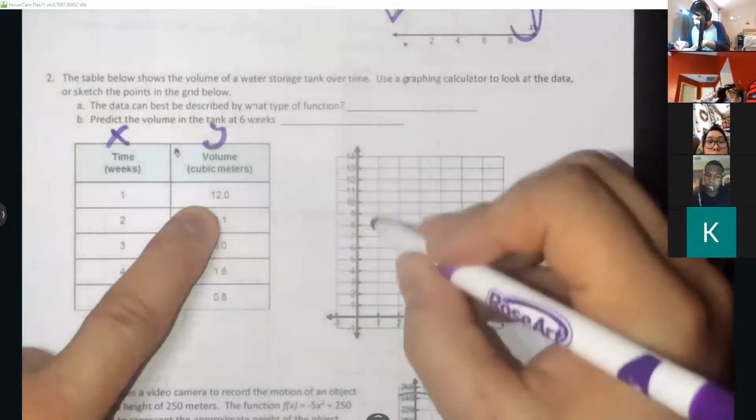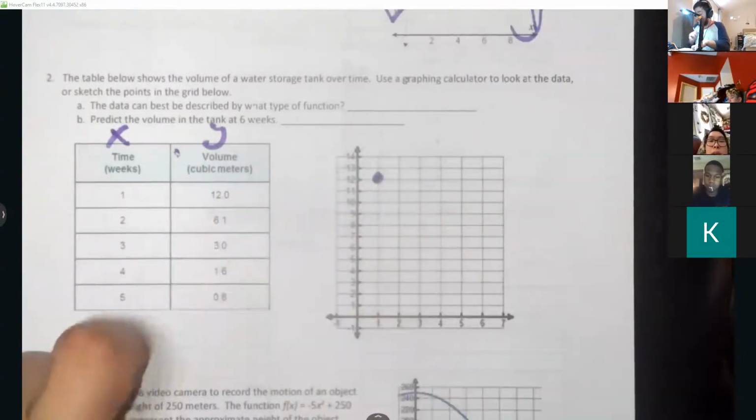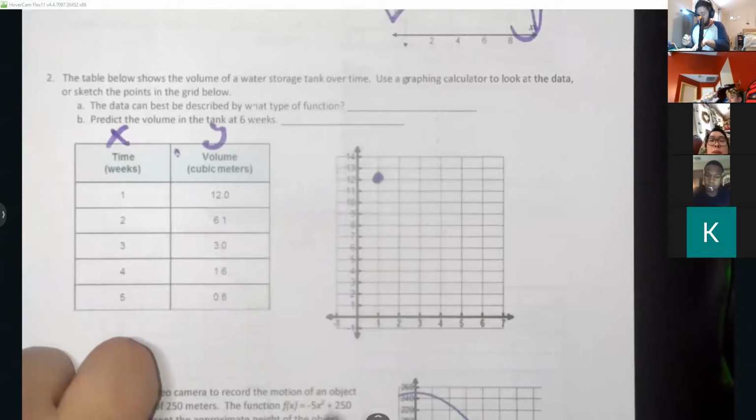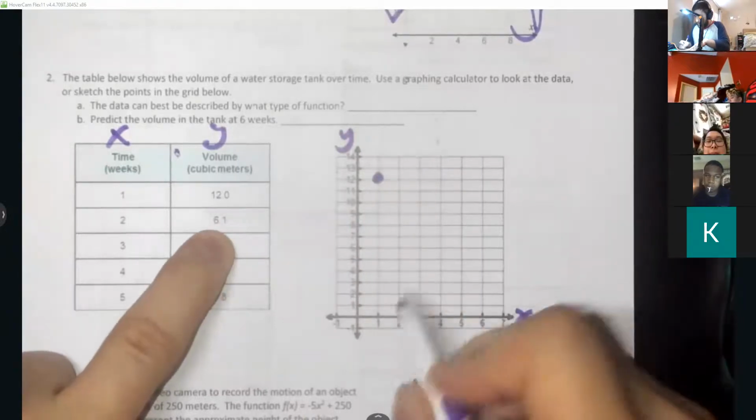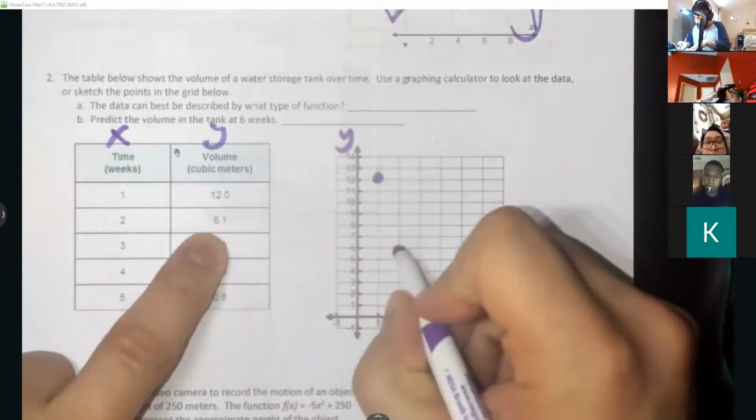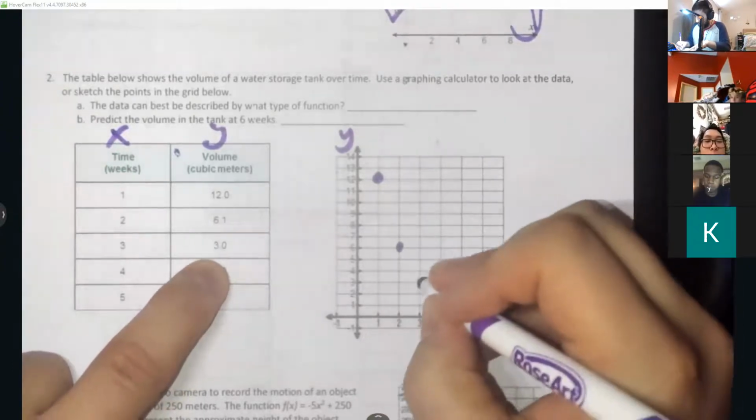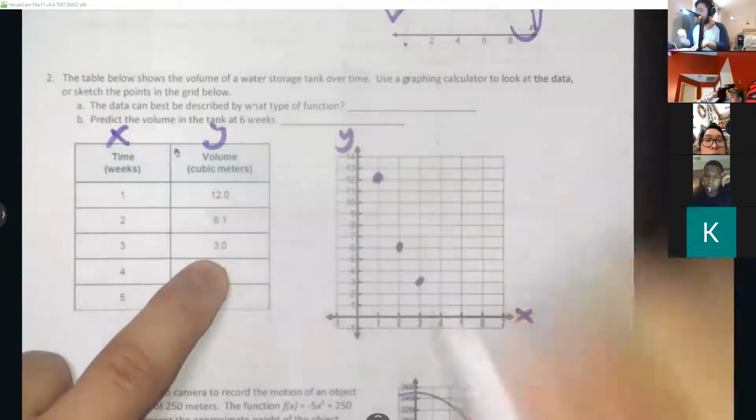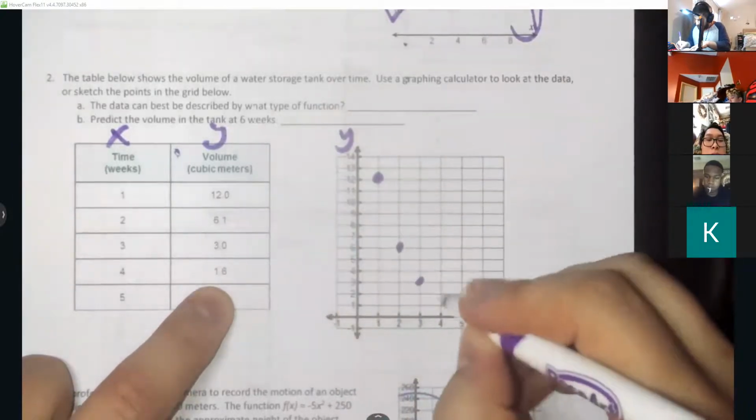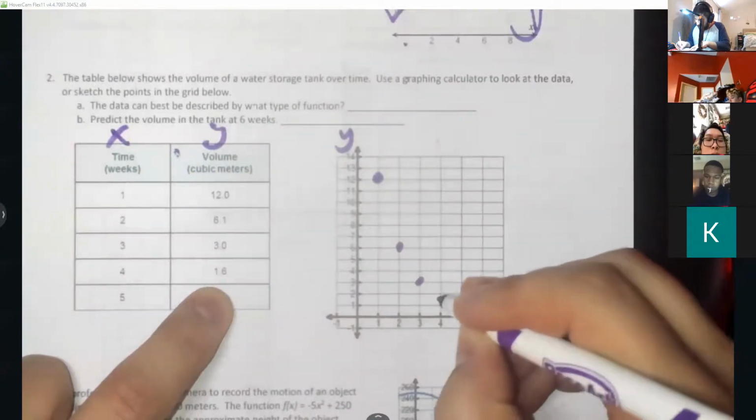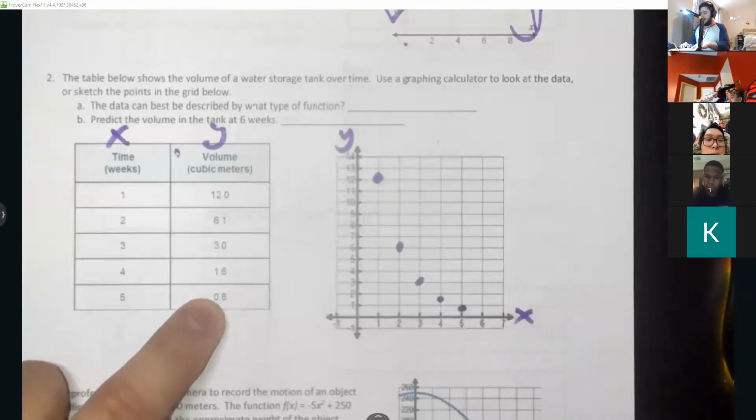So 1, 12 would be like this. Well, y is up there and the x is across, like to the right. Absolutely. Okay. So let's see, 2, 6 would be like there. These scatter plots don't have to be perfect. Okay, that's the one thing I want y'all to know. That was 6.1, but I put it on just 6. I mean, it's close enough. Let's see, 4, 1.6 would be like that, and then 5, 0.8, something like that.